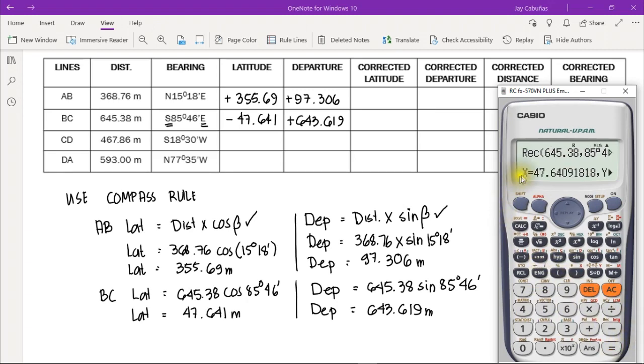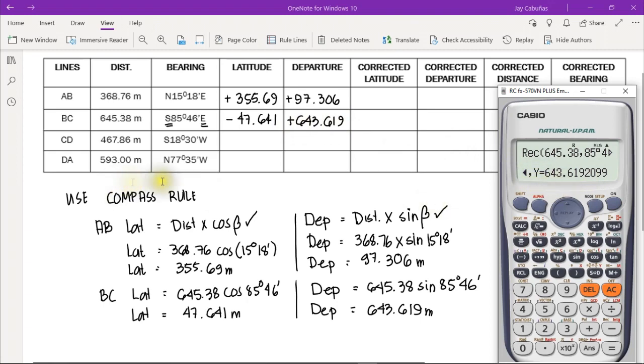So you have your x value here, which is the latitude, and we have here negative 47.641. Again, you have to indicate the sign, since the calculator will show you the positive value. Then for the departure, we have 643.619. That is for the departure, and we have the y variable.